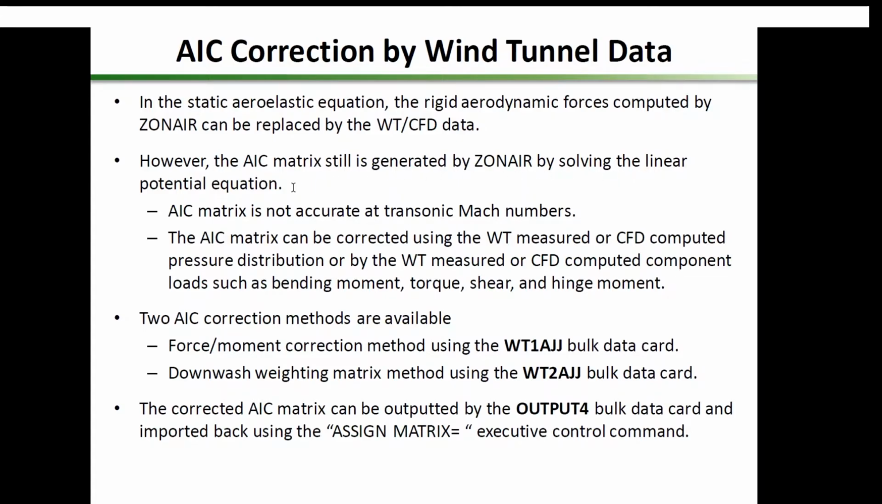linear potential equation. So the AIC matrix can be corrected using the wind tunnel measured or CFD computed pressure distribution or component loads. We have two AIC correction methods in ZONAIR. One is called the force correction method using the WT1AJJ book.com. Another one is the downwash weighting matrix method using WT2AJJ book.com. The corrected AIC matrix can be output by the output for data and imported back using the assign matrix executive control command.